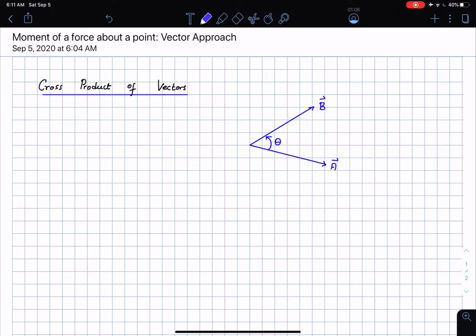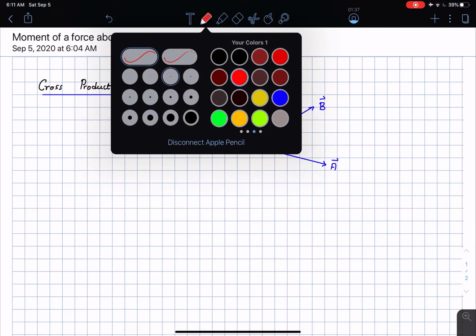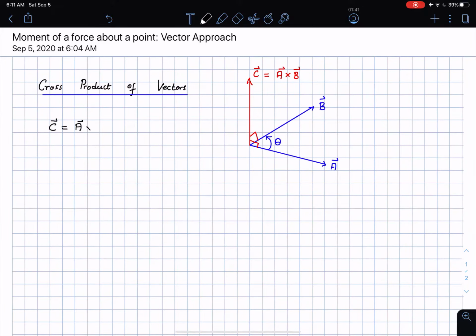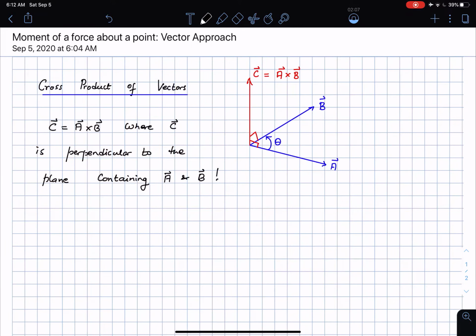The cross product of vector A and vector B is going to be another vector C, which is perpendicular to the plane containing A and B. So this is vector C, which is A cross B, and this vector C is perpendicular to the plane containing the vector A and the vector B. I'm going to write this down: C is A cross B, where vector C is perpendicular to the plane containing A and B.